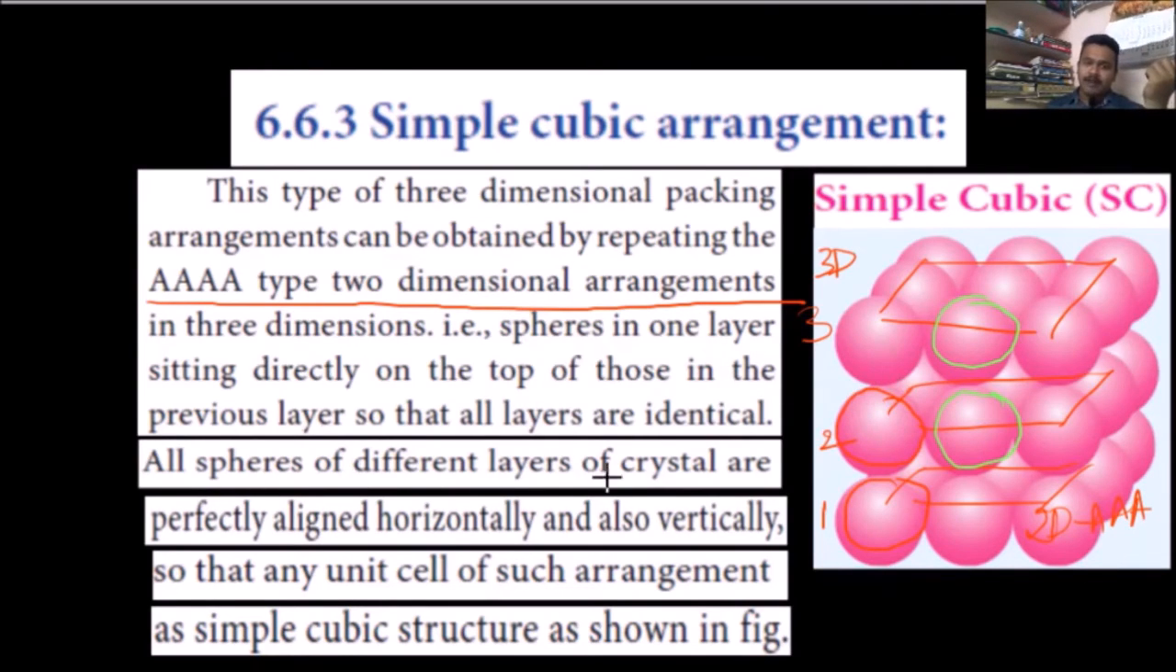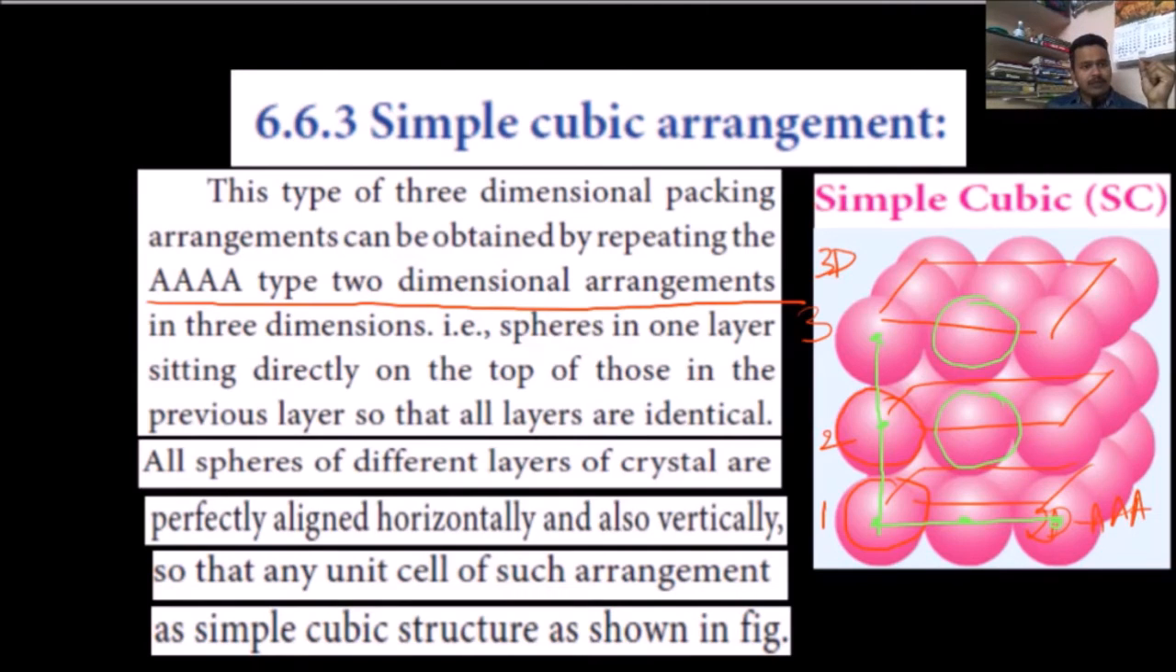All the spheres in different layers of the crystal are perfectly aligned horizontally and also vertically. This is one layer, this is one layer, this is one layer. Horizontally aligned exactly means, taking this sphere center horizontally, all the centers are in a single line. Vertically, this sphere center, this sphere center, this sphere center, all the vertical spheres are also in one line. That is the meaning of aligned horizontally and vertically, so any unit cell of such an arrangement we can say is a simple cube. This is the simple cube arrangement, and this is the diagram.